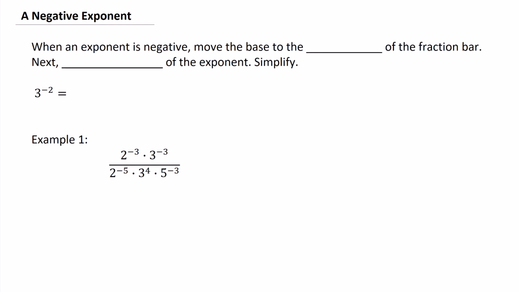In this video, we're going to look at negative exponents. When an exponent is negative, move the base to the other side of the fraction bar. Next, change the sign of the exponent. Then you'll simplify it, if possible.